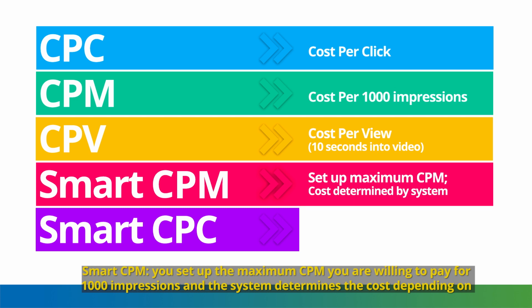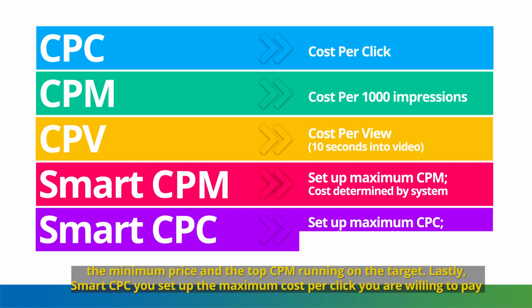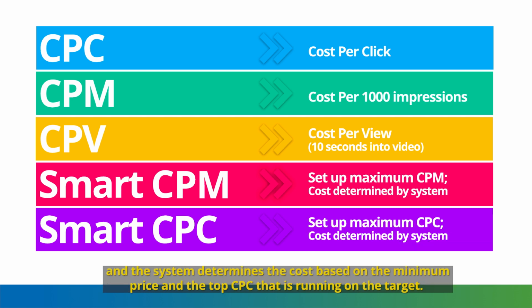Smart CPM. You set up the maximum CPM you are willing to pay for 1,000 impressions, and the system determines the cost depending on the minimum price and the top CPM running on the target. Lastly, Smart CPC. You set up the maximum cost per click you are willing to pay, and the system determines the cost based on the minimum price and the top CPC that is running on the target.